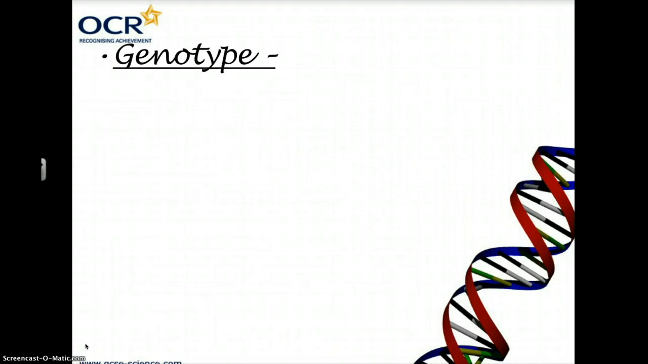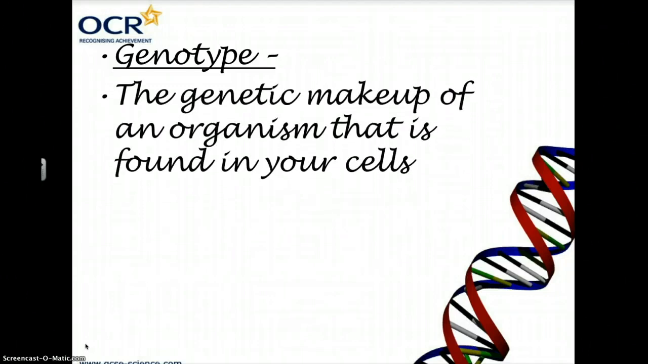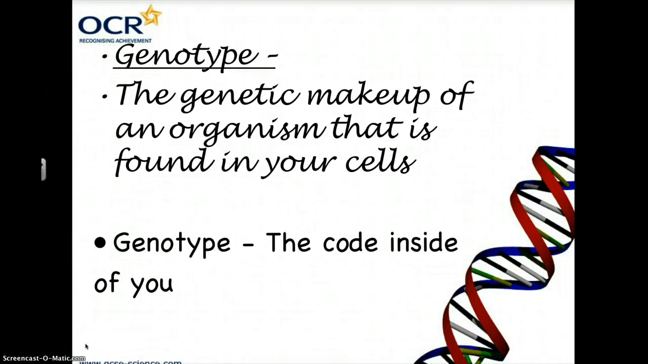The phenotype's partner is the genotype. You may have seen that word gene before when you deal with genetics. It's obviously in that word as well, genetics. The genotype is the genetic makeup of an organism that is found in your cells. In your cells are these codes, or clues, but we'll say code. It's the code that tells your body to look a certain way. So the way I said it is the code inside of you. Each phenotype, each physical characteristic, has a certain code that makes you look the way you do.